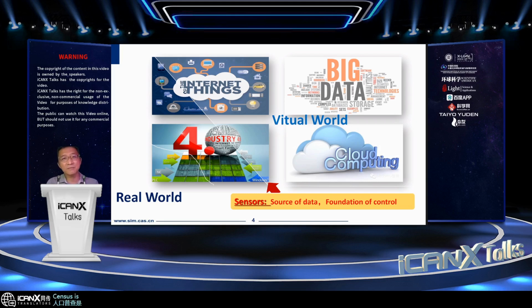Sensors are maybe more and more important in the current real world, because right now we have some fashionable concepts like Internet of Things, big data, Industry 4.0 and cloud computing, and even ChatGPT. But they all belong to the virtual world. It's very important to have data at current time, and sensors may be the connection between the real world and the virtual world.